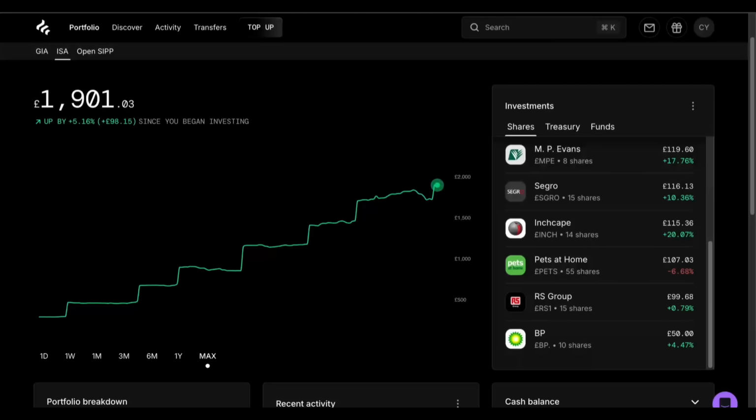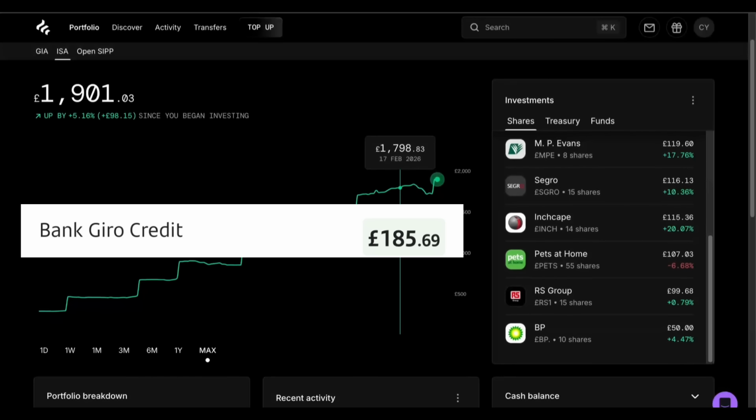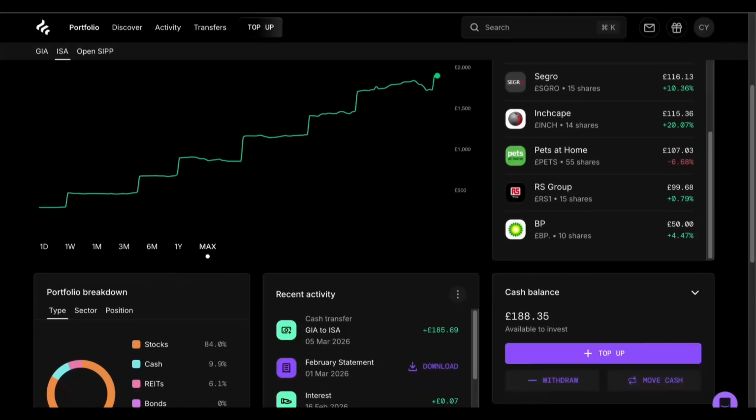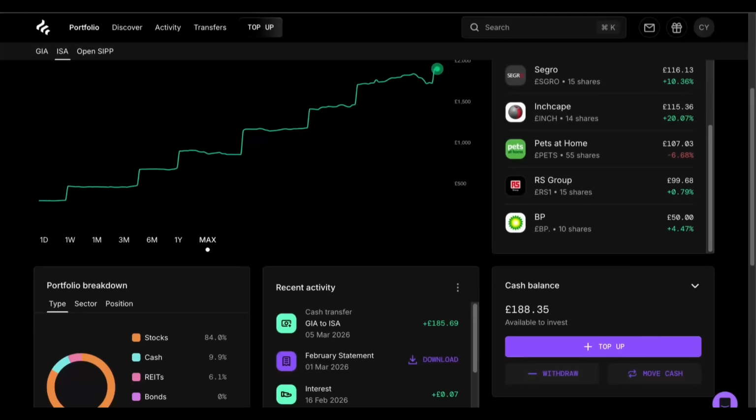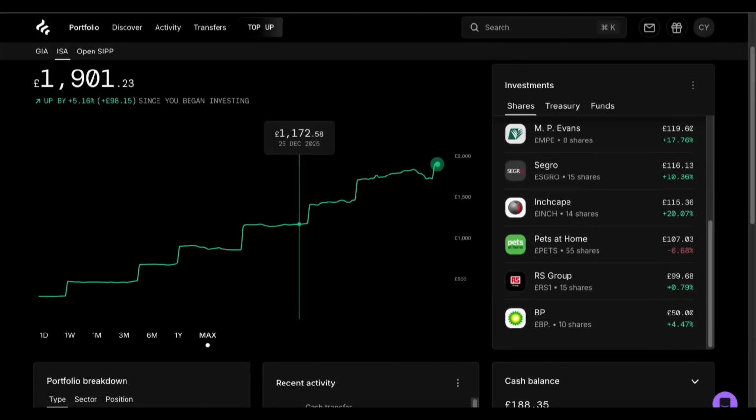Like I mentioned earlier, I'll be using my YouTube earnings each month to fund the series. As you can see on screen, last month the channel brought in £185.69, so that's exactly what I'm adding straight into the portfolio. And because I invested all of last month's funds, this now leaves me with £188.35 sitting in the account, ready to be invested. But before we invest that money with you today, let's take a look at how the portfolio performed over the past month.